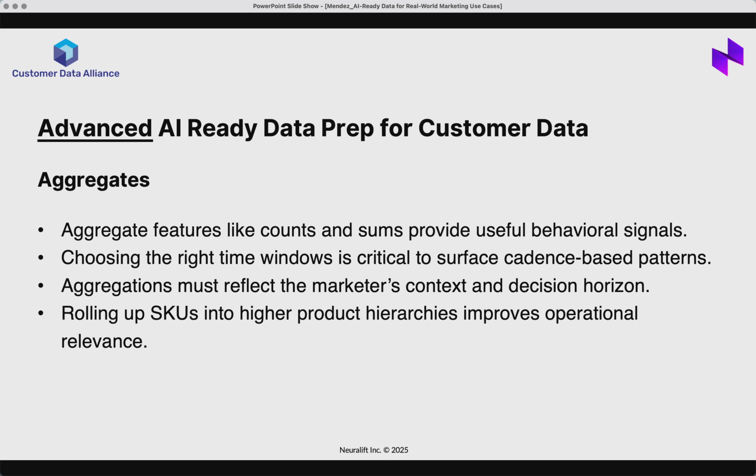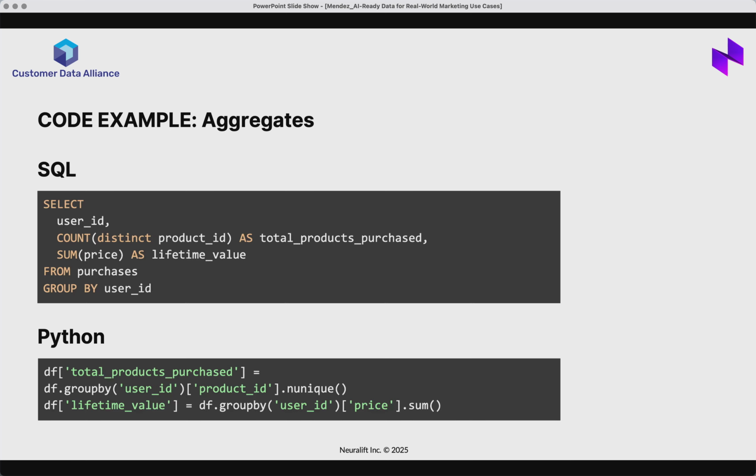SKUs are a great example here. SKUs by themselves may not be super meaningful, but if they're aggregated into subcategory or category levels, they can really start to show what's important for the business and improve operational relevance. Here are some examples as well.